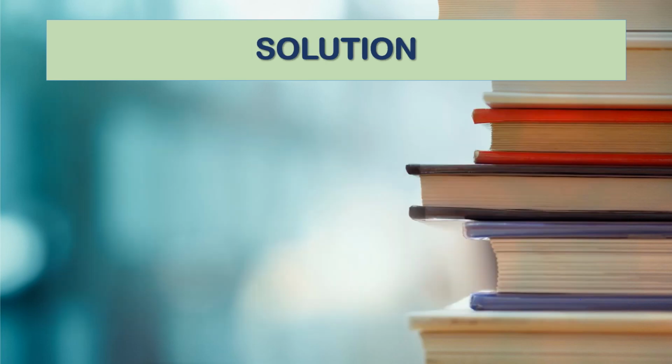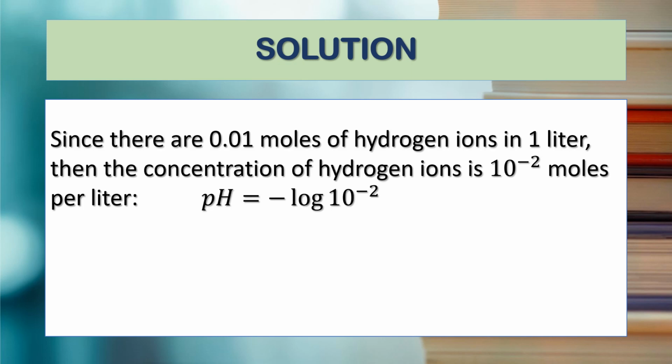Okay, let's solve this given problem. Since there are 0.01 moles of hydrogen ions in 1 liter, then the concentration of hydrogen ions is 10 to the negative 2. So this 10 to the negative 2 is the exponential form of our value of hydrogen concentration, which is 0.01. We are just converting it to exponential form. So 10 to the negative 2 is the concentration of hydrogen ions in moles per liter.